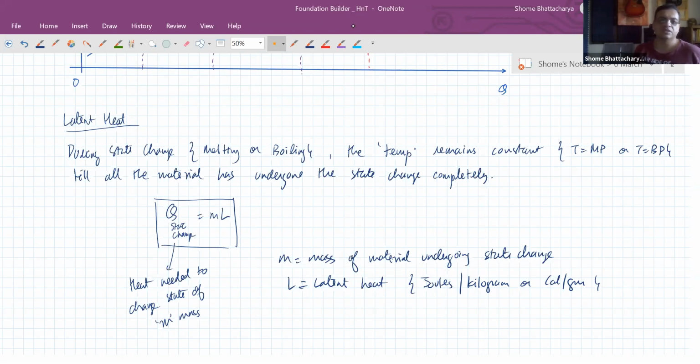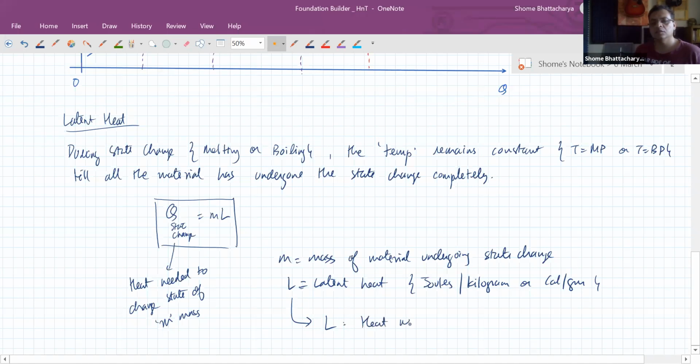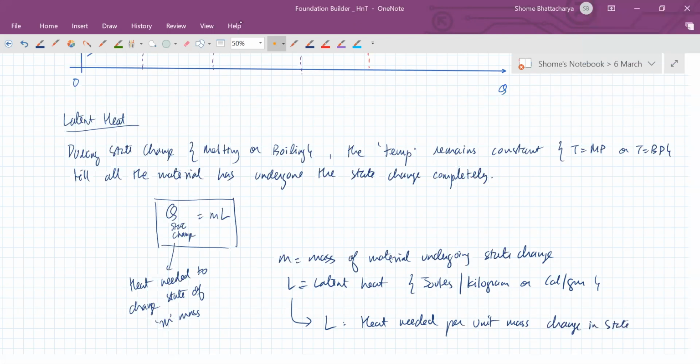So just note down this definition, then we'll understand with an example. Because the temperature remains constant, no? So there is no relationship between Q and temperature during the state change. The relationship is mass of the material into the amount of heat required per unit mass for state change. So latent heat is the heat needed per unit mass change in state. Okay. That's another way to understand the definition of latent heat.